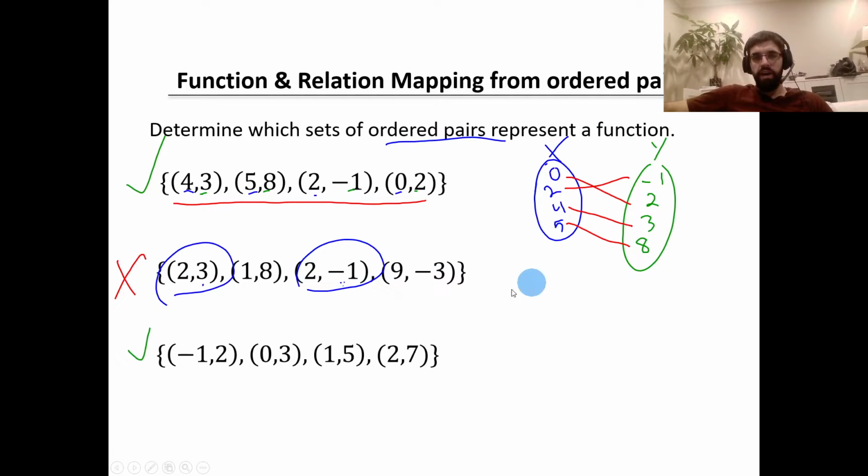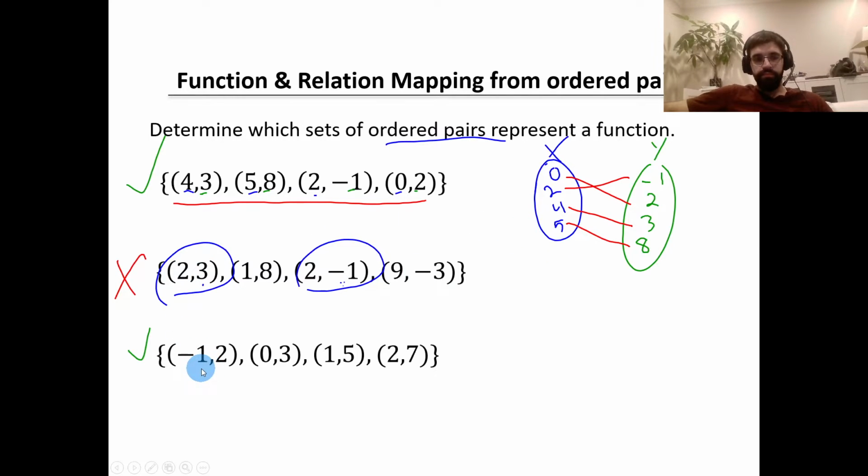If you can visualize the mapping of this set of ordered pairs, and specifically if we look at just the element 2 in the domain, the first ordered pair tells us that 2 maps to the output 3, but the third ordered pair tells us that 2 maps to -1. So if I put 2 into the relation, does it map to 3 or does it map to -1? It's not clearly defined, so we're going to say this set does not represent a function.